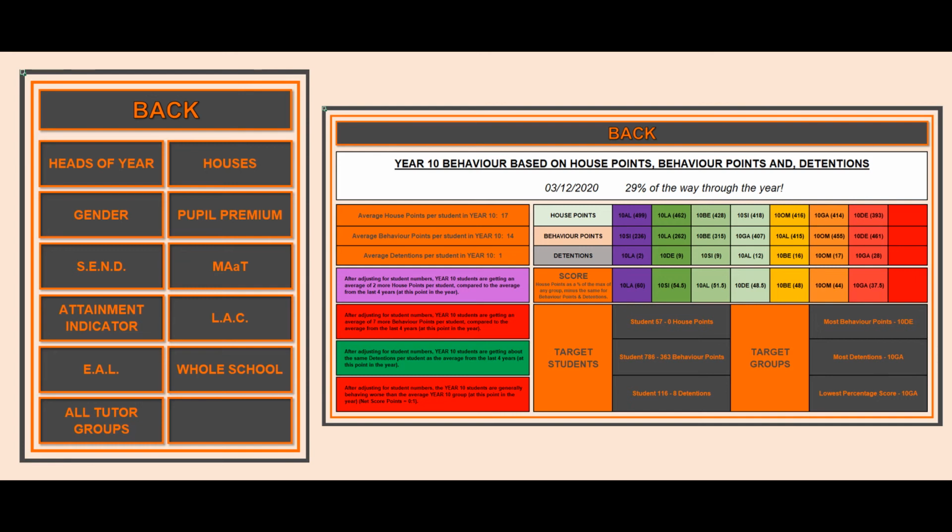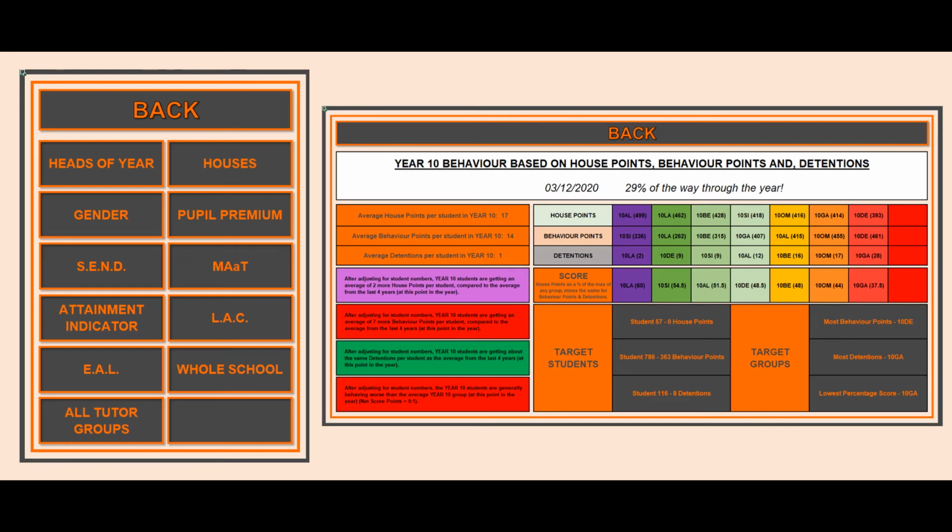Underneath that, it's the same thing, but it's for detentions. That's green because we're getting on average the same house points, same detention, as Year 10 have been getting for the last 4 years. And then finally at the bottom, after adjusting for student numbers, the Year 10 students are generally behaving worse than the average Year 10 group at this point in the year because of their net score. And the net score would be house points minus behaviour points.